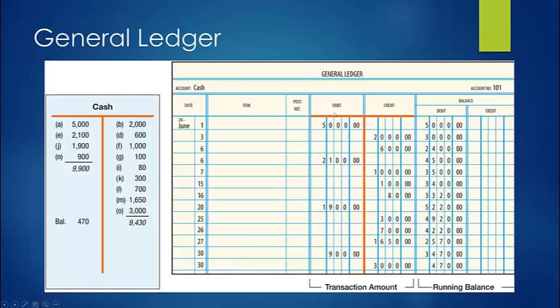And another thing I wanted to point out is that the first debit and credit column is for the debits and credits from the general journal. This debit and credit column is for the resulting balance. So be careful and make sure you don't slide your transaction figures over to the balance side.